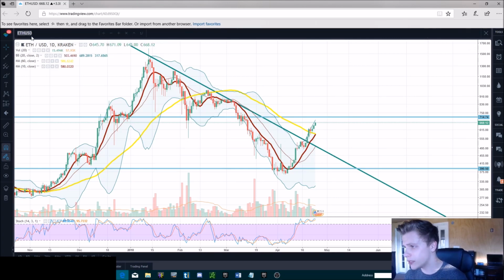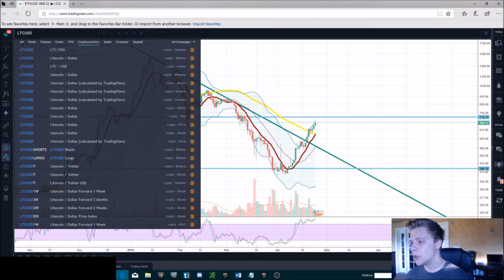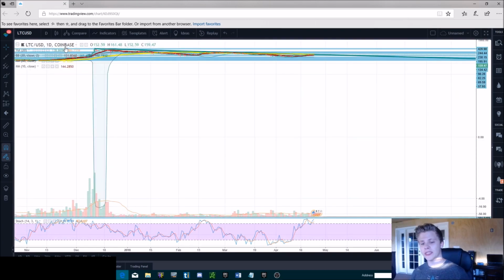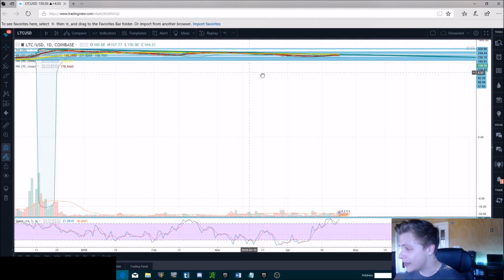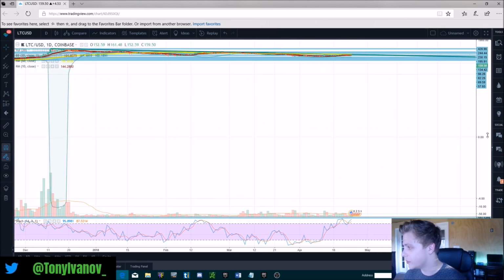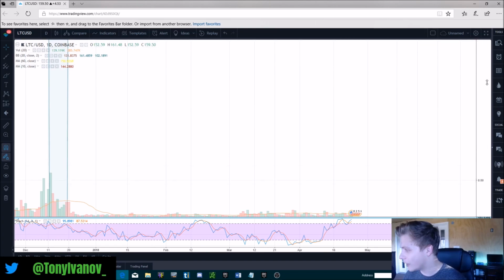And of course, same thing with Litecoin. Most of these larger cryptocurrencies usually move in unison. So whenever one spikes, they all spike. Whenever one crashes, they all crash. And they have kind of the same chart patterns too. It's not exactly the same, but it's pretty similar. So last but not least, here is Litecoin.